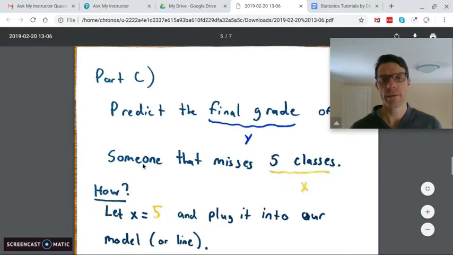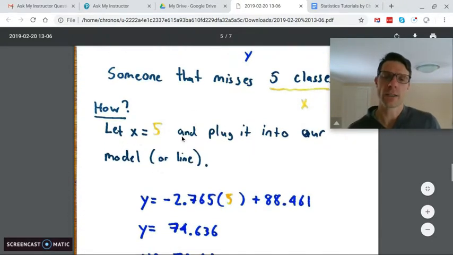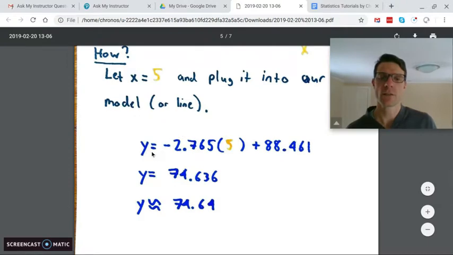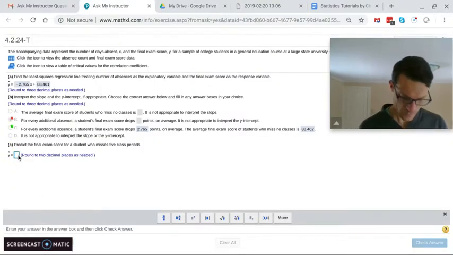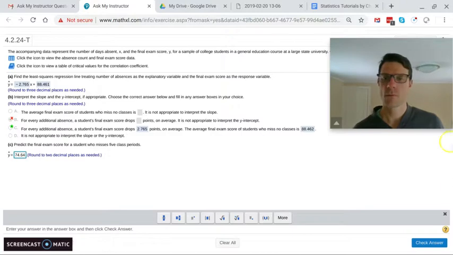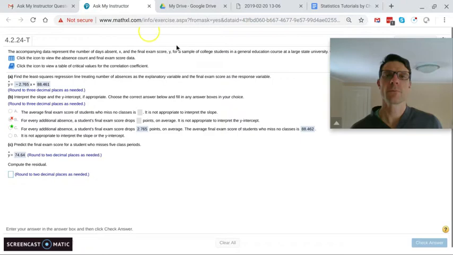The final grade is the Y, and for someone that misses 5 classes, the 5 classes are X's, because absences are X's. They're the explanatory variable. We can just use the regression equation by plugging in a 5 for an X, and then working it down. So if I plug in 5 and do the math, I get 74.636, and I think it wants us to round to 2 places. So rounded, that's 74.64. Just check it real quick. Make sure. Okay, good. Now compute the residual.